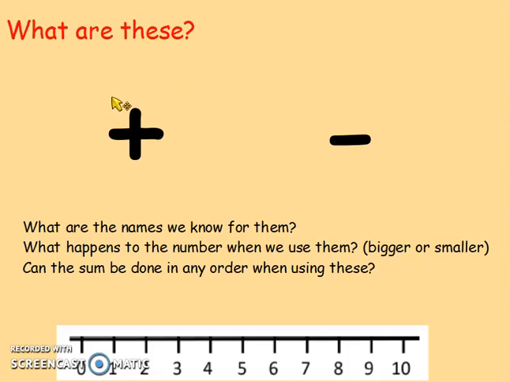When we use add, we have commutativity. Can you say that? Commutativity. Commutativity means we can add the numbers in any order. Takeaway does not have commutativity.